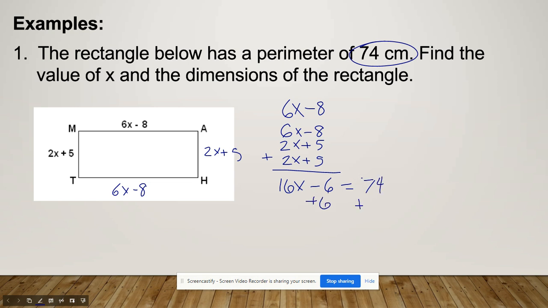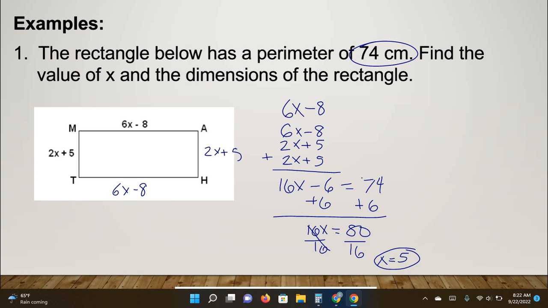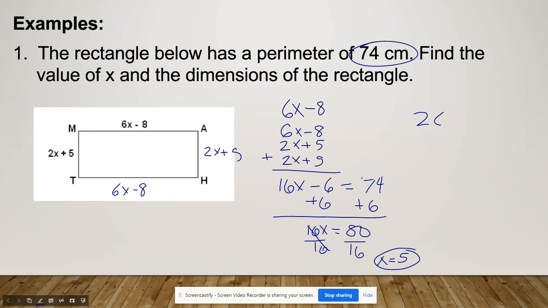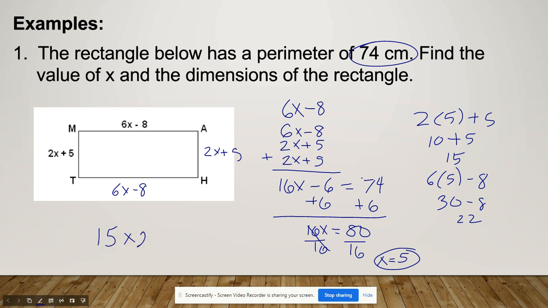Start by adding 6 to both sides. We get 16x equals 80. Divide by 16. And x equals 5. So that is our x value, but now we have to find both dimensions. So we plug in x is 5, so we have 2 times 5 plus 5. That's 10 plus 5, which gives you 15 for the width. And then 6 times 5 minus 8, which is 30 minus 8, or 22 for the length. So that makes the dimensions 15 by 22.